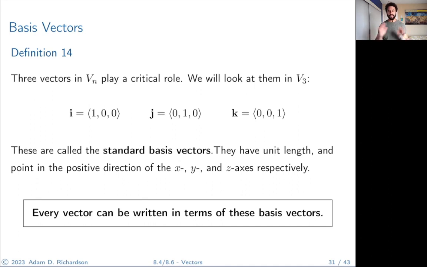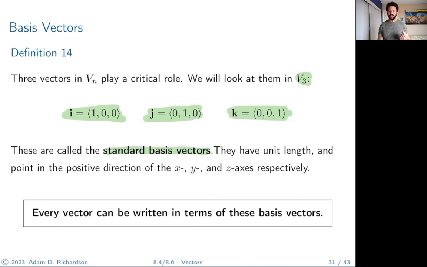Again, this all can take place in n-dimensional space. We're going to look at it in three-dimensional space. So there are these three very, very important vectors in V3, and these are called the standard basis vectors. There's i, which is the vector (1, 0, 0). Notice this is not the complex unit, or the imaginary unit. This is a bold i. And then there's the vector j and the vector k.